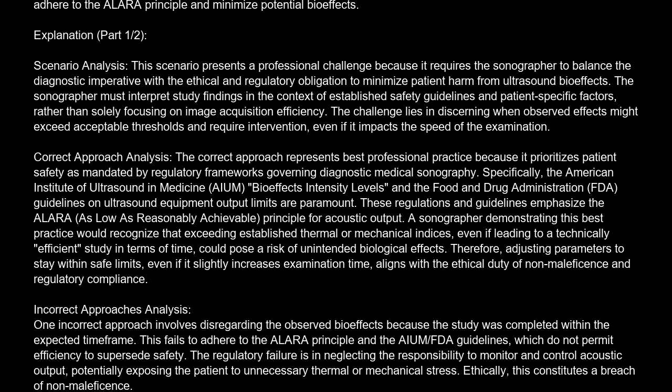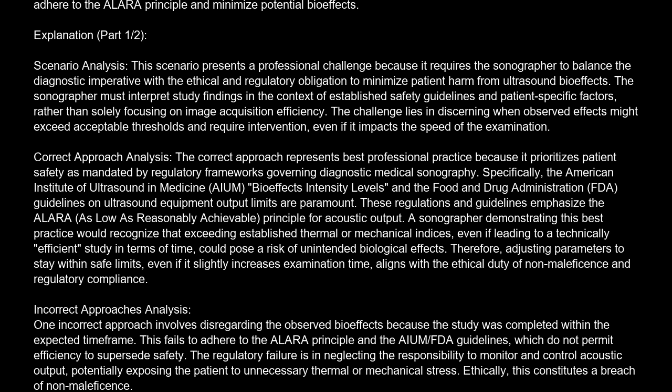Correct approach analysis. The correct approach represents best professional practice because it prioritizes patient safety as mandated by regulatory frameworks governing diagnostic medical sonography. Specifically, the American Institute of Ultrasound in Medicine (AIUM) bioeffects intensity levels, and the Food and Drug Administration (FDA) guidelines on ultrasound equipment output limits are paramount. These regulations and guidelines emphasize the ALARA, as low as reasonably achievable, principle for acoustic output.